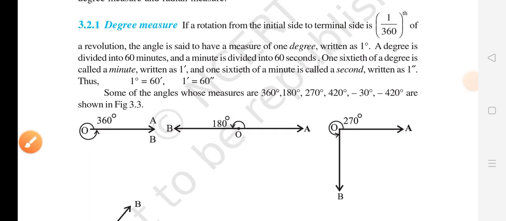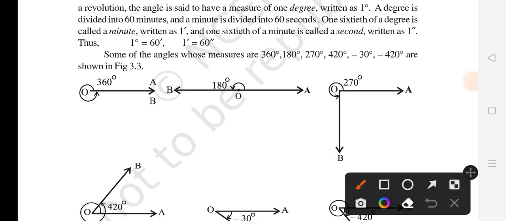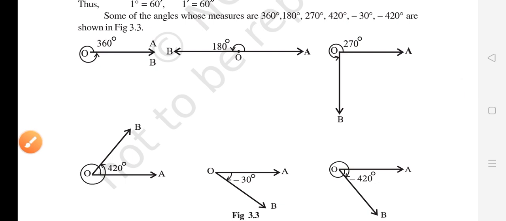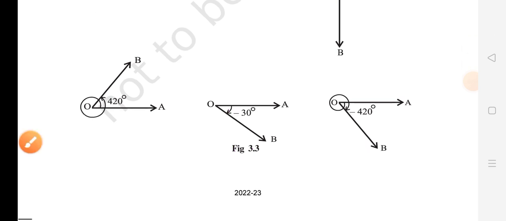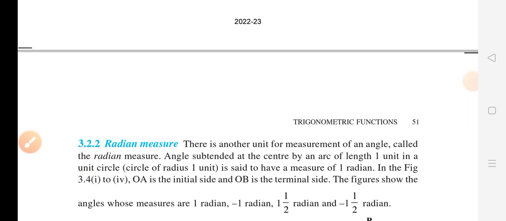Some of the figures you can look at on your screen. Positive and negative angles. This is the anti-clockwise direction angle, that is why this is a positive angle. This is also anti-clockwise, this will be a positive angle, 180 degrees. This is also an anti-clockwise rotation, that is why the angle is 270, a positive angle. This one is 420 degrees. Now look at figure 3.3, this is a clockwise rotation, that is why this angle is a negative angle. In the same way minus 420 is also a negative angle.